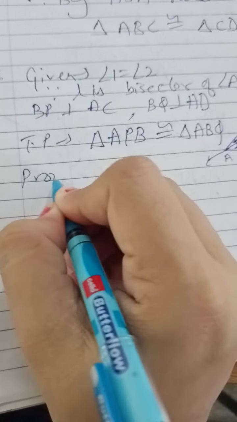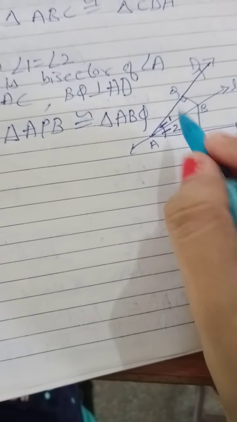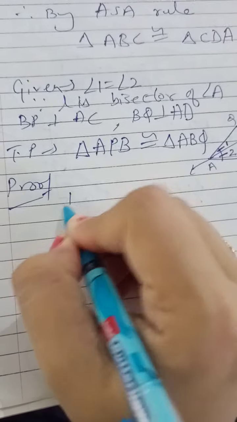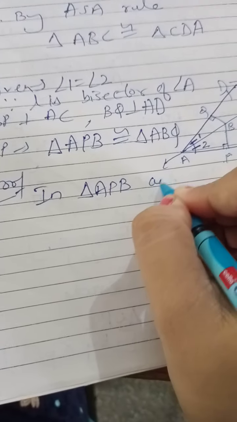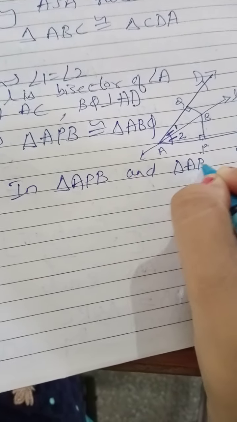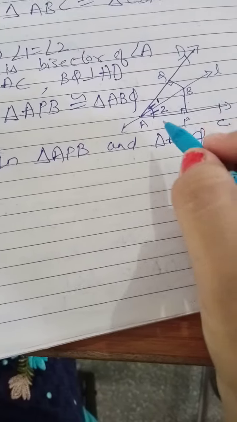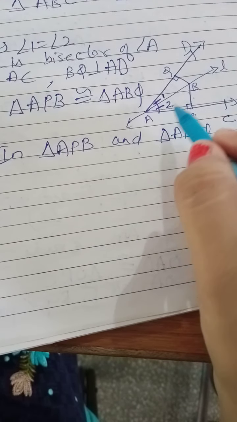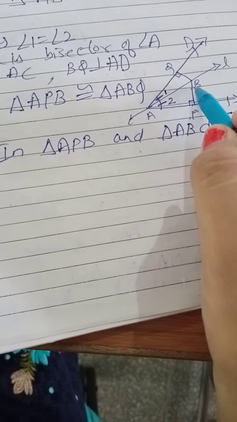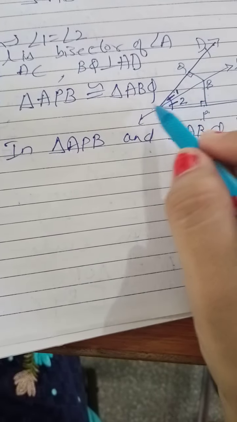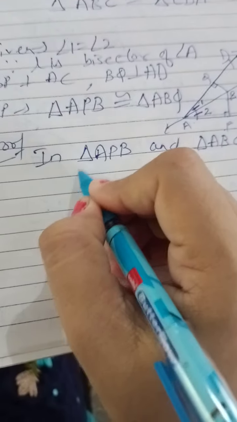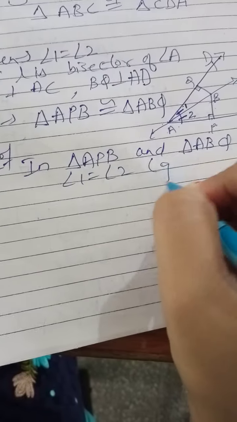Now for this, what we will do, let us consider both of these triangles. The two triangles that we have to prove congruent, we take those same two triangles. In triangle APB and triangle ABQ, in both of these triangles, firstly, dear, angle 1 is equal to angle 2, that is angle BAQ is equal to angle BAP. It is given to us. Angle 1 is equal to angle 2, given.